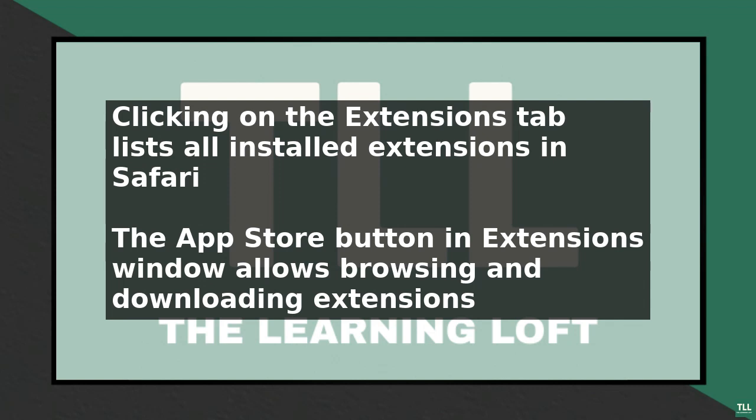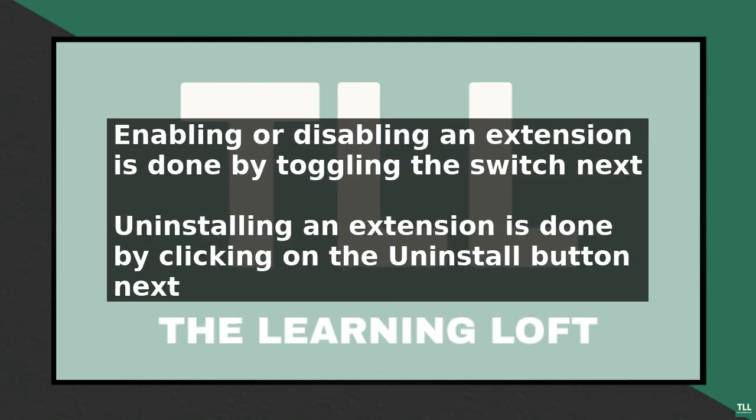To enable or disable an extension, simply toggle the switch next to the extension name in the Extensions window. If the switch is blue, the extension is enabled, and if it is gray, the extension is disabled. You can also uninstall an extension by clicking on the Uninstall button next to the extension name.